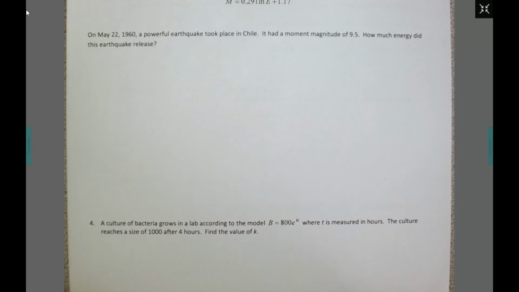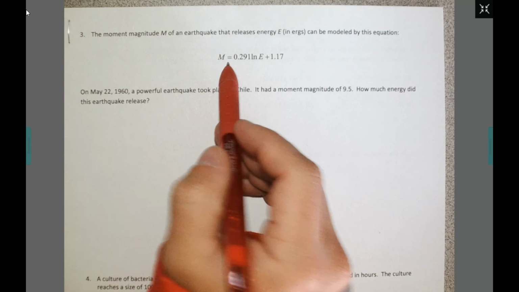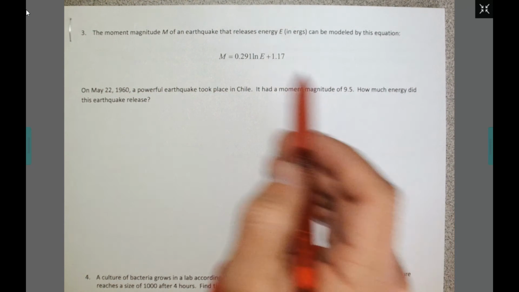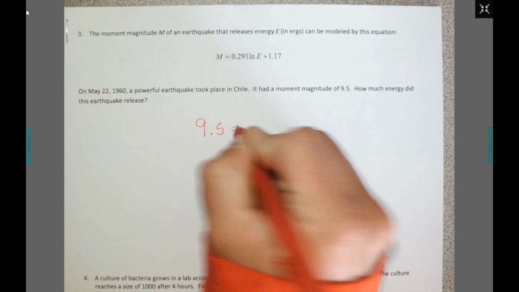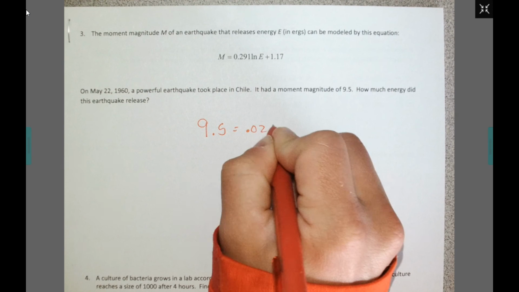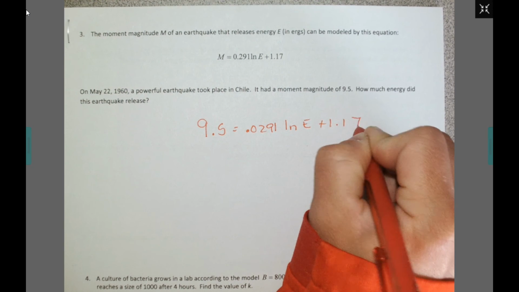And then our last application problems, number 3, sorry, there's 2 more. You're going to follow the same steps, right? You're just plugging in. So you read the problem. They say the moment magnitude M of an earthquake, and then we want to solve for E, energy. So I go ahead and plug in. You've got 9.5 equals 0.0291 natural log of E plus 1.17.